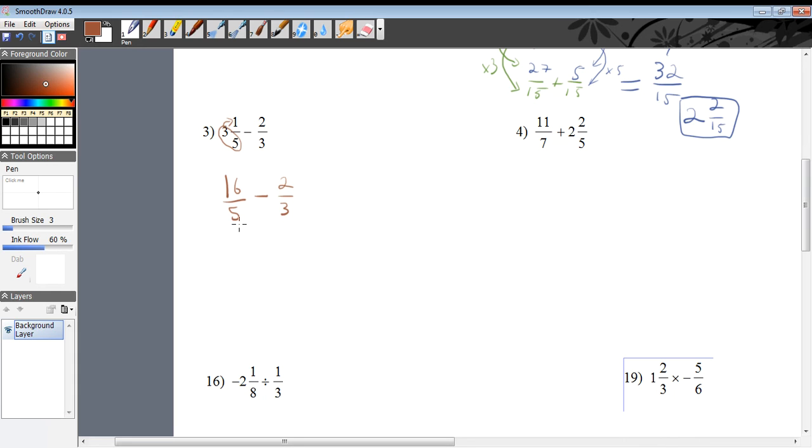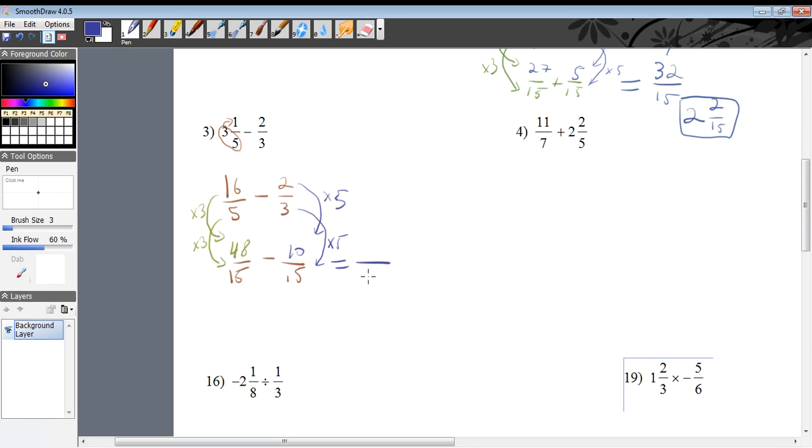Okay, so I need a common denominator. 5 times 3 is going to be 15. That will be my common denominator. The 5 is increased by 3, so then the 16 must also be increased by 3, which is going to give me 48. The 3 was increased by 5, so the 2 must also be increased 5 times, which will be 10.